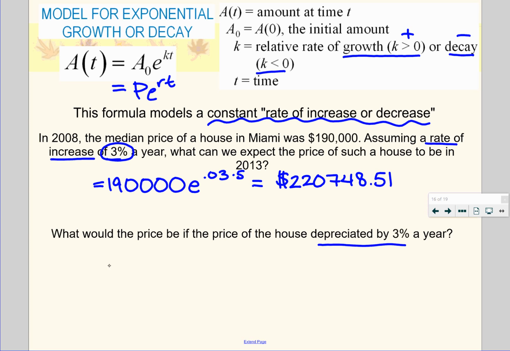You just add a negative in front of the K. That's it. You just put a negative, and that negative exponent's going to make it smaller. 190 E negative 0.03 times 5. I get 163,534.52.